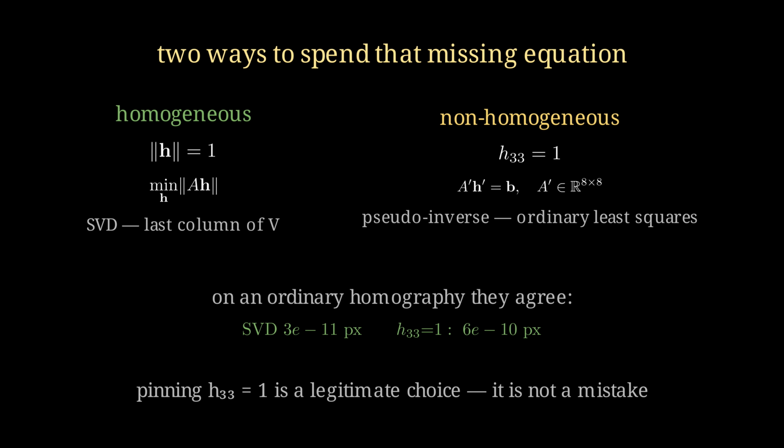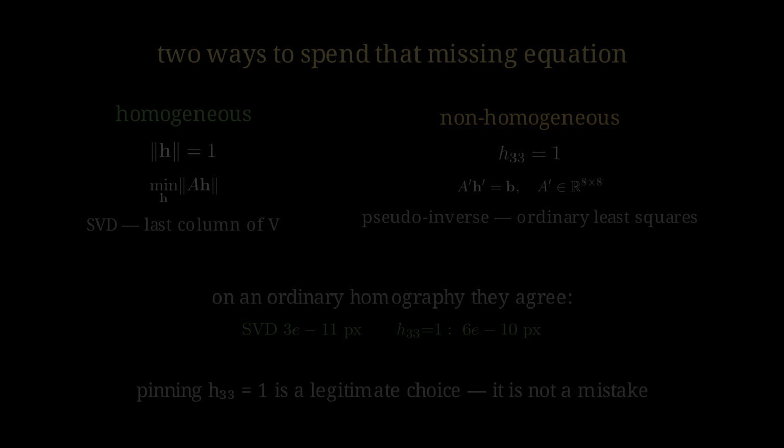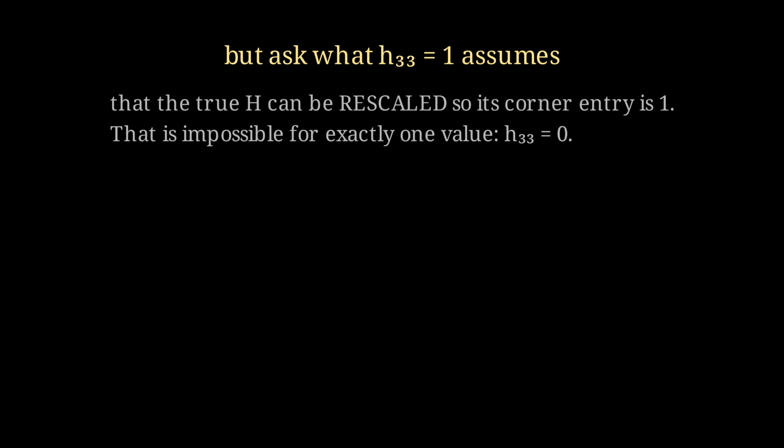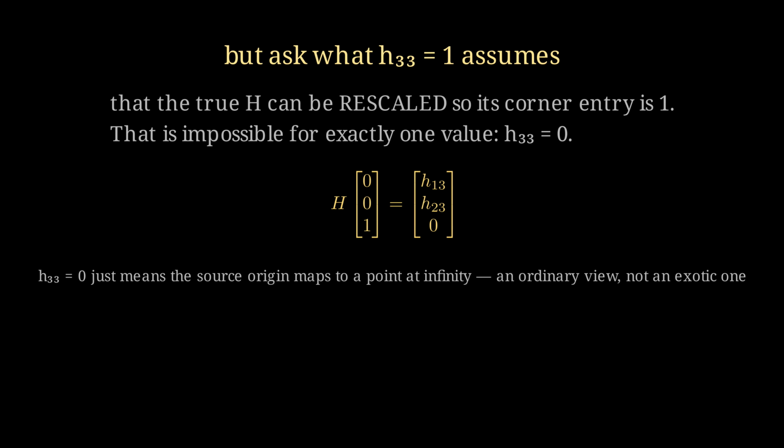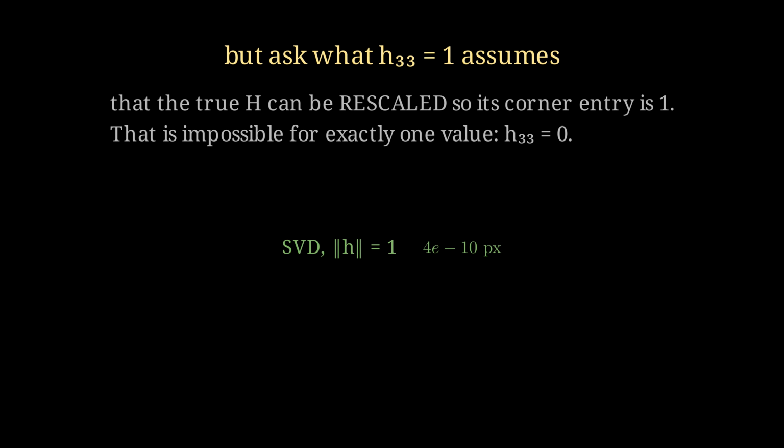Setting H33 to 1 is not a mistake, but ask what it assumes. It assumes the true H can be rescaled so its corner entry is 1. And there's exactly one value where that's impossible, when H33 is 0. What does that mean geometrically? Put the origin of your source image through H. You get H13, H23, and 0 on the bottom. A 0 in the homogeneous coordinate is a point at infinity. So H33 equals 0 just means the origin of your first image lands on the horizon of the second. That is an ordinary photograph, not a pathological one.